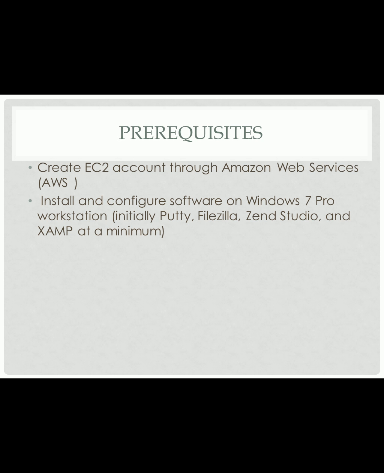Before any development occurred, prerequisites had to be met. First, I had to set up an EC2 account with Amazon Web Services. I also had to add funds to pay for the storage. In addition, software had to be installed and configured on the local machine, which was a Windows 7 Professional workstation. And as you'll see here, I added a couple notes. PuTTY, FileZilla, Zend Studio, and XAMPP were the minimum pieces of software needed to begin development.